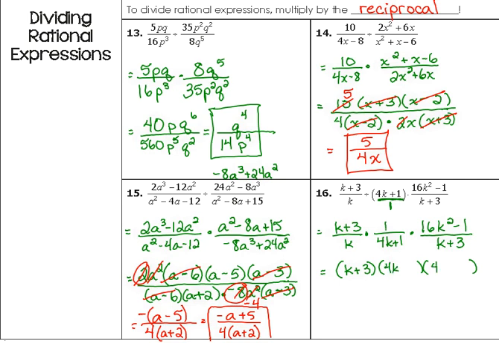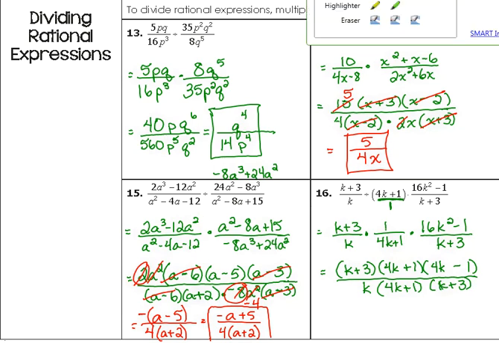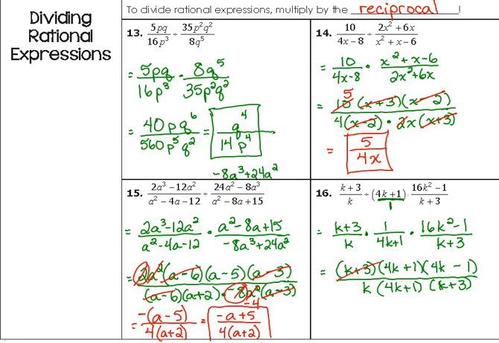4k times 4k gives us 16k squared. 1 times 1 gives us 1. One of those gets a plus, one of them gets a minus. Denominator. That k, just bring it down. Put some parentheses around the 4k plus 1. Put some parentheses around the k plus 3. Now we get to cancel. So k plus 3, 4k plus 1. We are left with 4k minus 1 over k.